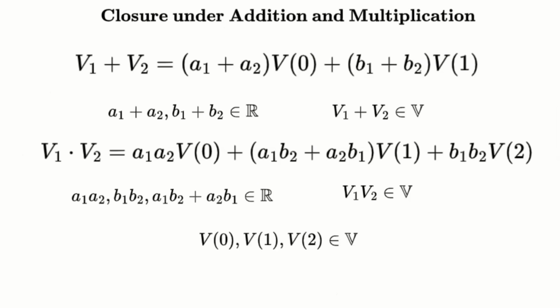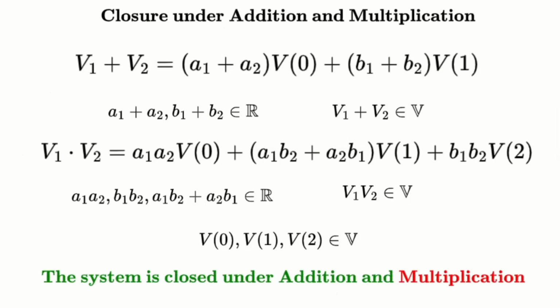Since v of 0, v of 1, and v of 2 are part of the system, the result is still a valid virtual number. Therefore, the system is also closed under multiplication. And there you have it. We've proven that multiplication is associative and that the virtual number system is closed under both addition and multiplication. These properties make the system consistent and reliable for further mathematical exploration.